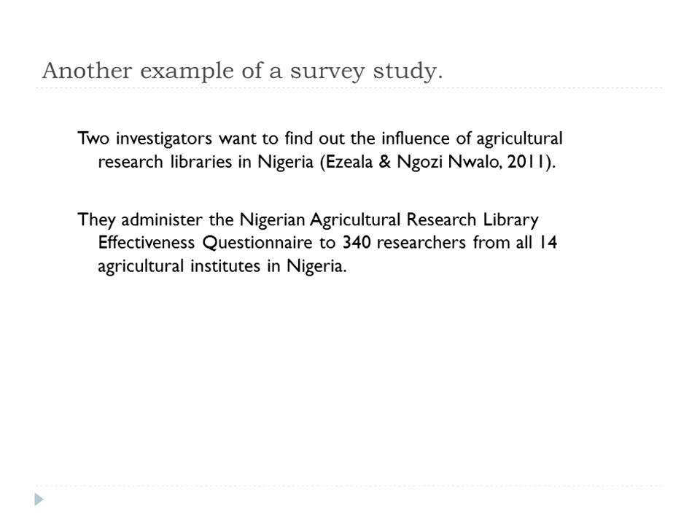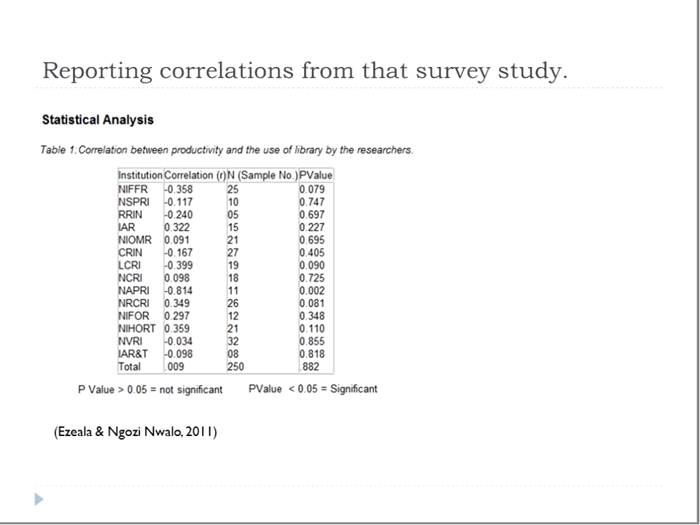So here's another example of a survey study that I thought was kind of interesting, and it has an international flavor to it. This is an actual study done by 2 investigators who wanted to find out the influence of agricultural research libraries in Nigeria. And they administered the Nigerian Agricultural Research Library Effectiveness Questionnaire. This is a real thing. To 340 researchers from all 14 agricultural institutes in Nigeria. They had a big N there, big number.